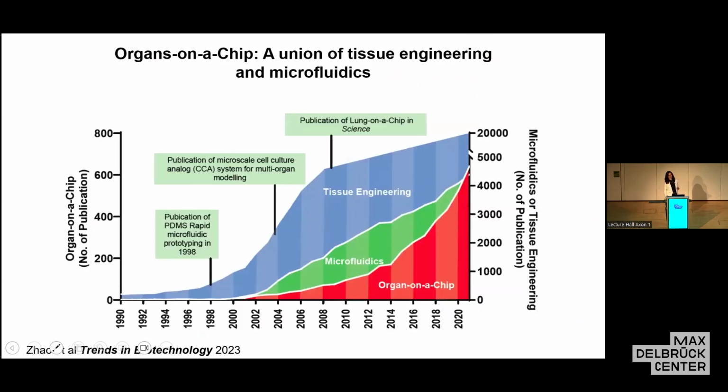But here is another indirect proof that organ on a chip arose from tissue engineering and microfluidics. You can see the number of papers published each year in the area of tissue engineering, starting from the late 80s and 90s when this field was really defined. You can see exponential growth of the field.